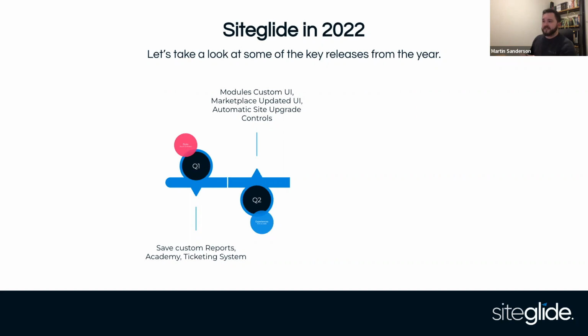Then we had automatic site upgrade control. So based on feedback, we introduced more granular control over whether or not your sites would automatically upgrade, and if they did or didn't, what would happen at that point as well. So it gives you more control over your billing, more reliability, and forecasting, really, to make billing more comfortable for you and your clients.